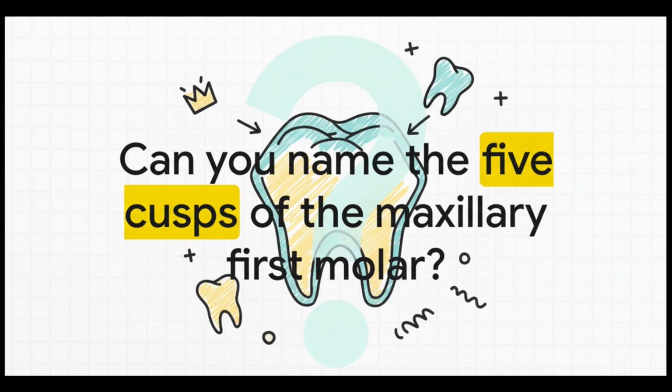You've mastered the angles. But hey, there's always more to know, right? Now that you're feeling confident, here's a little challenge. Can you name all 5 cusps on that same tooth? Something to think about for next time. You're doing awesome. Keep up the great work.